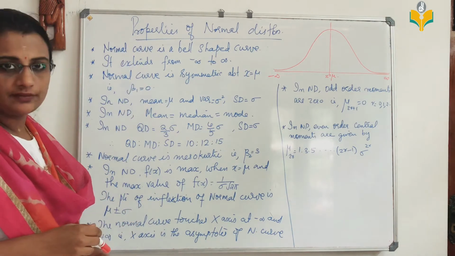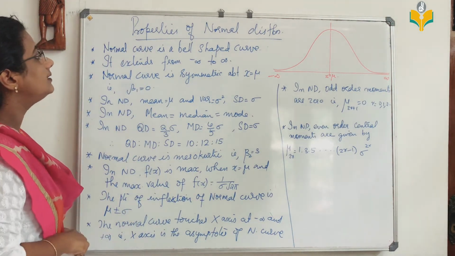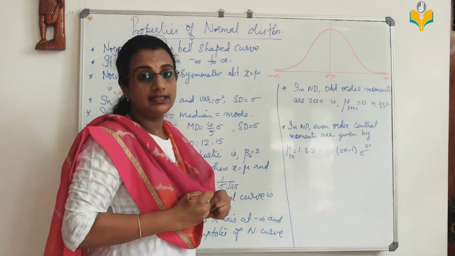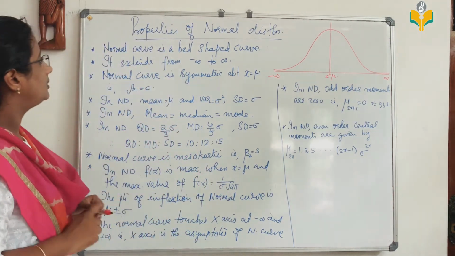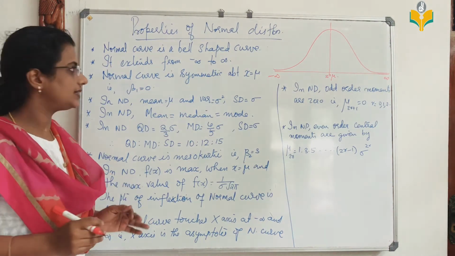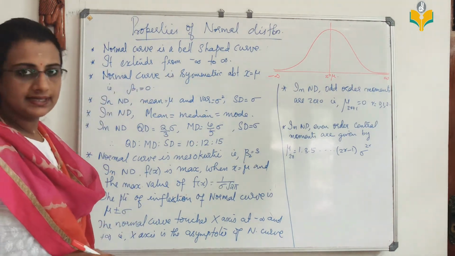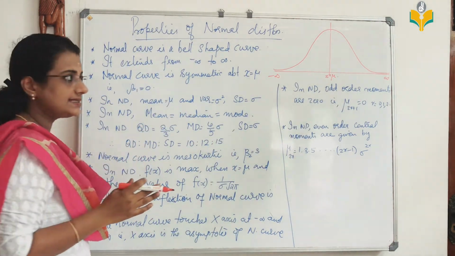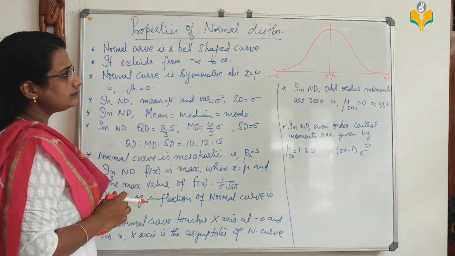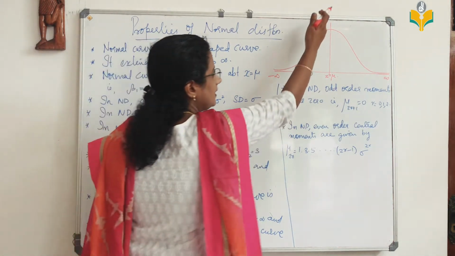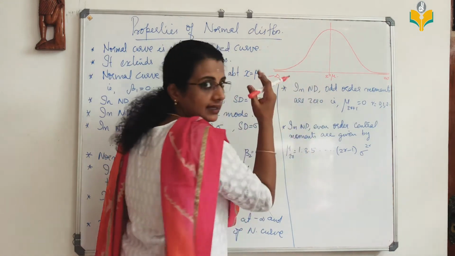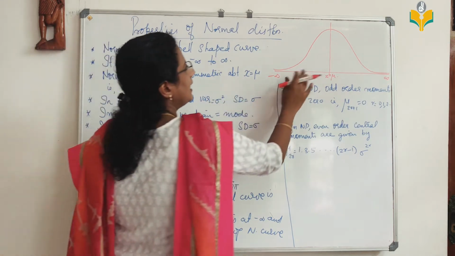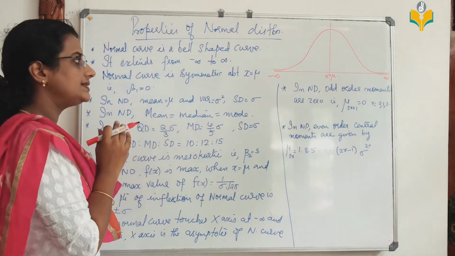Now look at the properties of normal distribution. First one, normal curve is a bell-shaped curve. Now look at the picture, that is the shape of a bell. So we call the normal curve a bell-shaped curve or a symmetrical curve. It extends from minus infinity to plus infinity. Normal curve is symmetrical about x equal to mu. That means if we put a mirror in the center line, both the sides will appear the same. So we can say that the normal curve is symmetrical about x equal to mu.